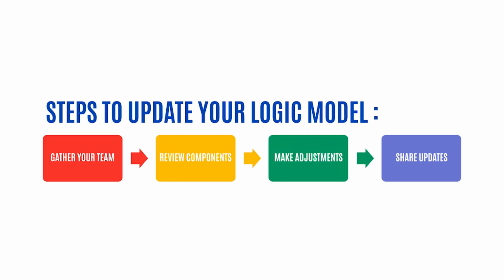Work through each component systematically and ask questions such as, do our listed inputs still reflect what we actually need? Are our activities accurately described as we currently deliver them? Have our output measures remained consistent with what we're actually tracking? Review your assumptions and external factors particularly carefully, as these often shift without much formal announcement. Once you've identified any needed changes, you can update your visual model and test it by having someone who's unfamiliar with the updates walk through the logical flow. Can they follow your program story? Lastly, be sure to share the updated version with your stakeholders.